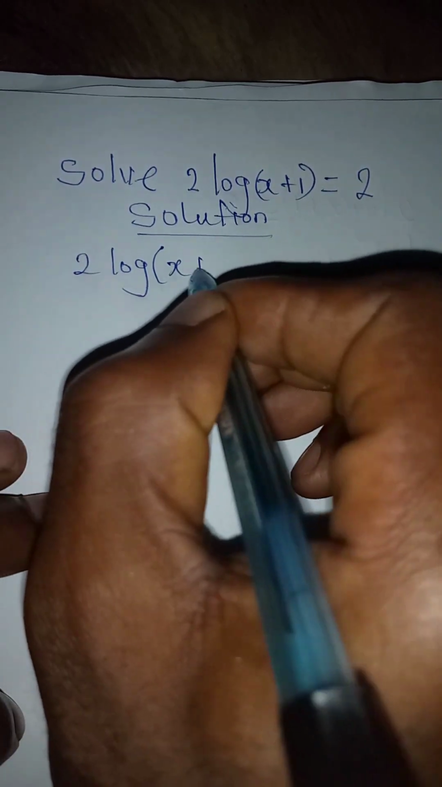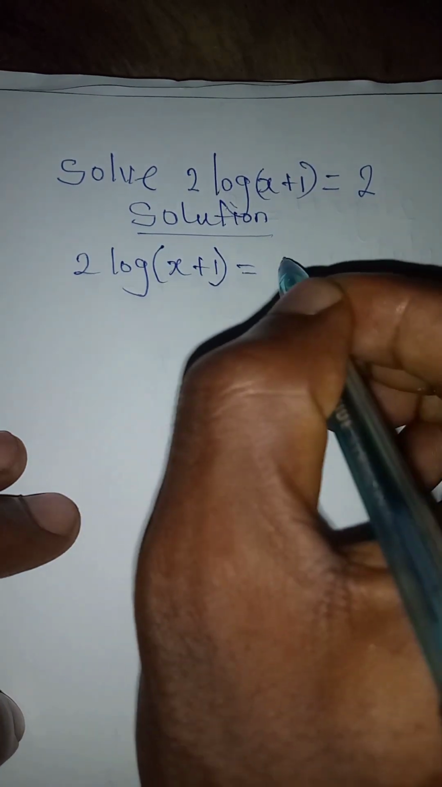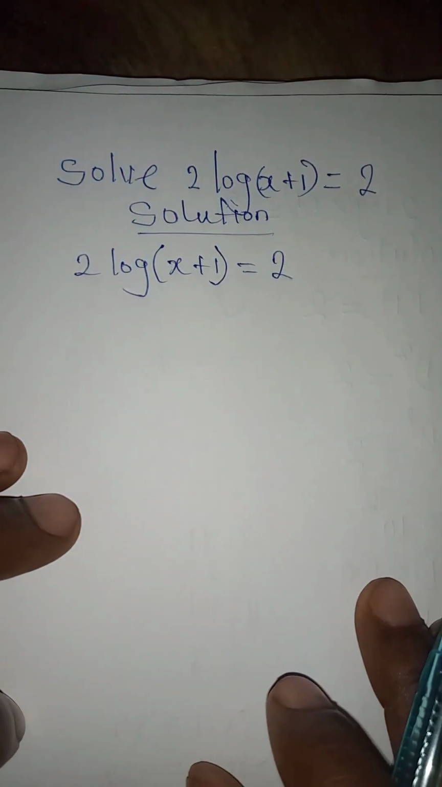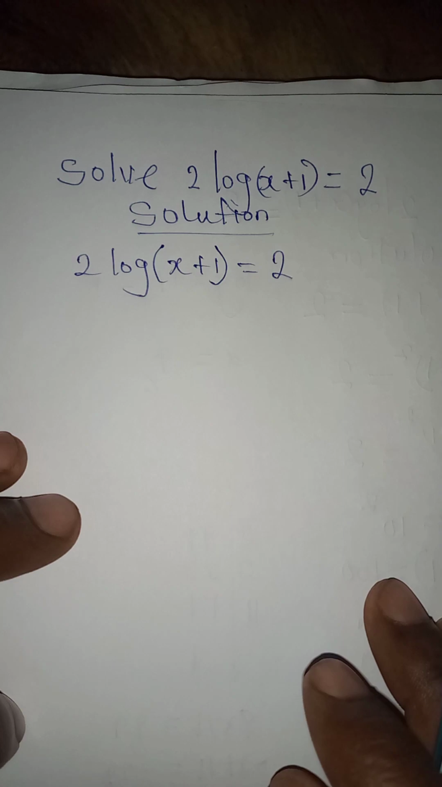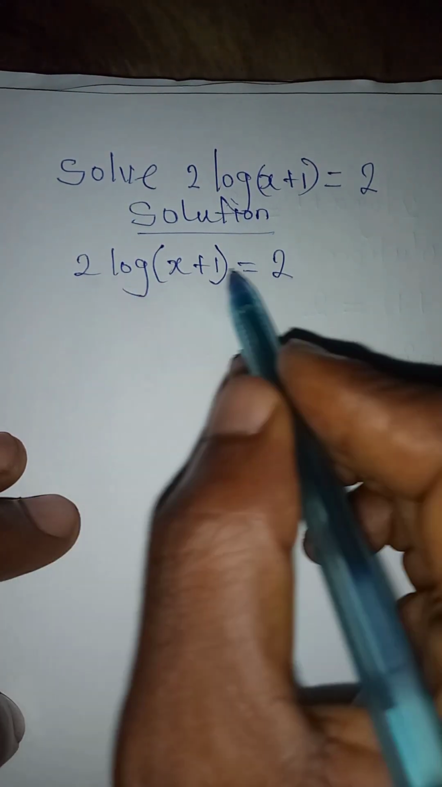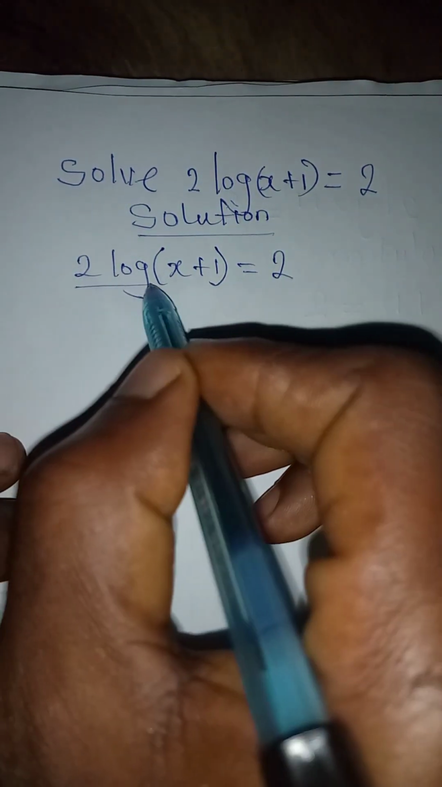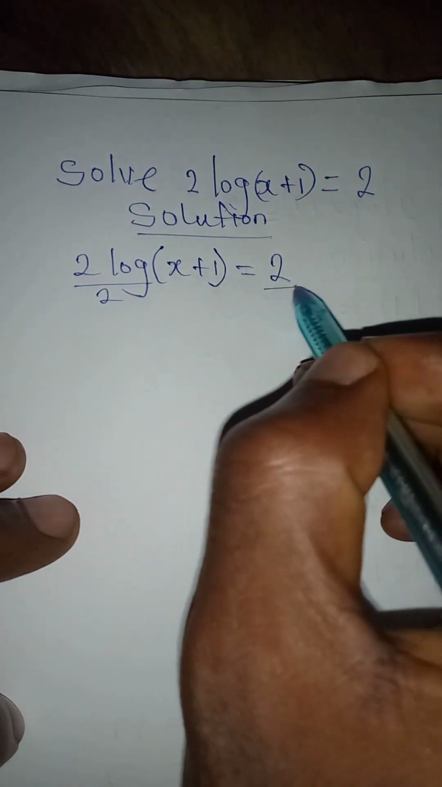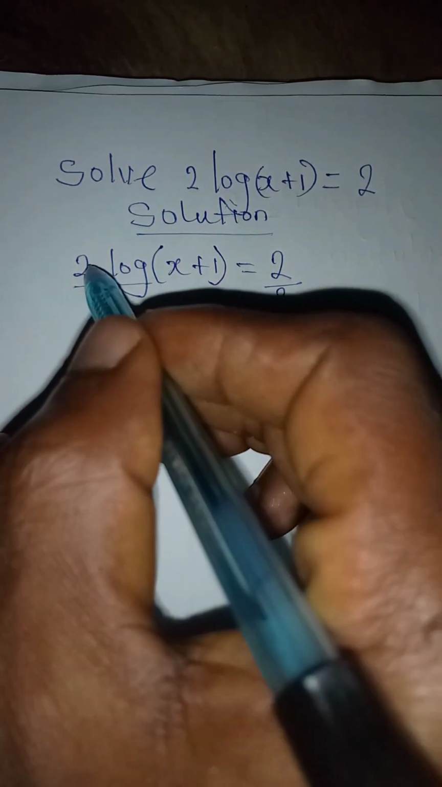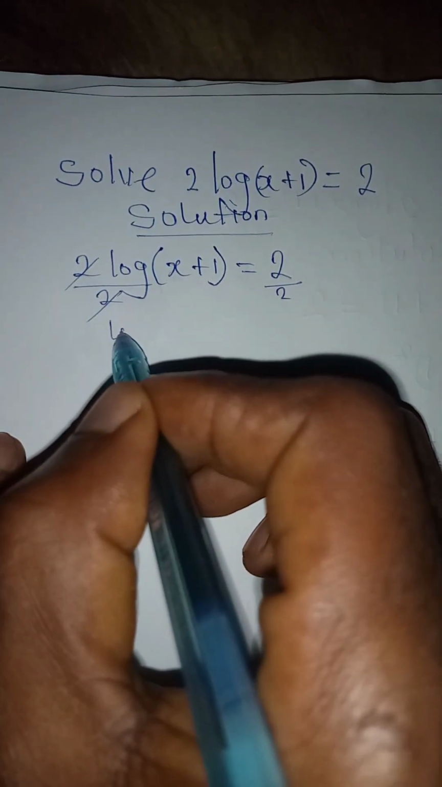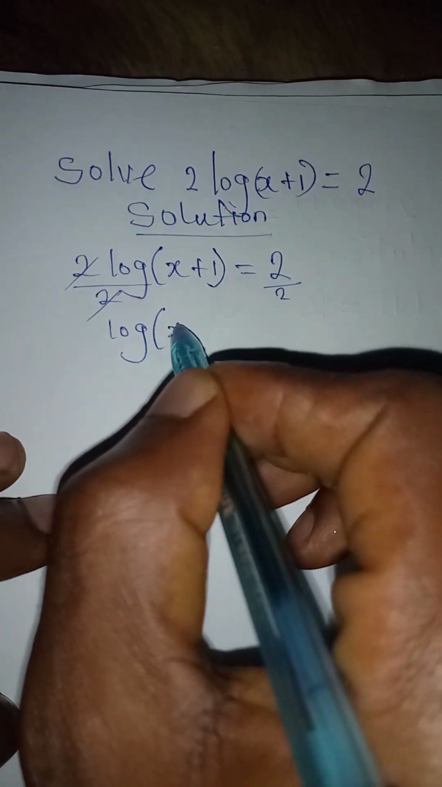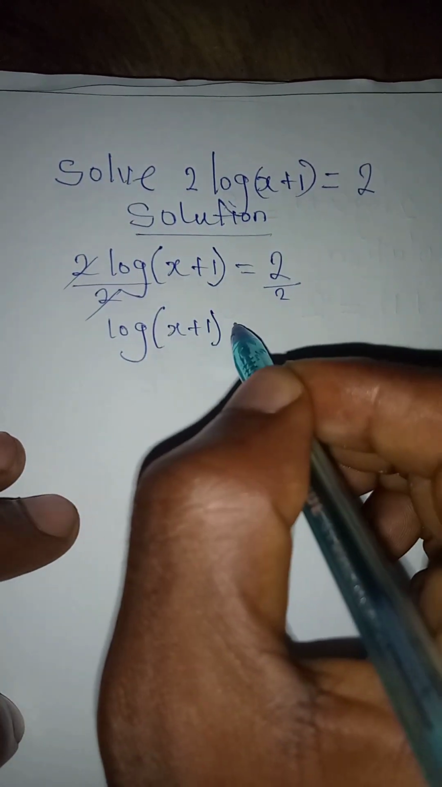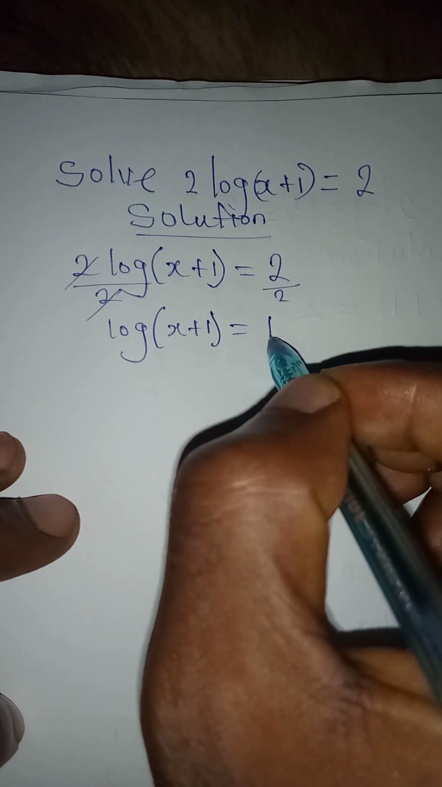We have 2 log(x + 1) = 2. Now we can actually divide both sides by 2. If I divide this by 2 and divide this by 2, this will cancel this. We have that log(x + 1) is equal to 1, right?